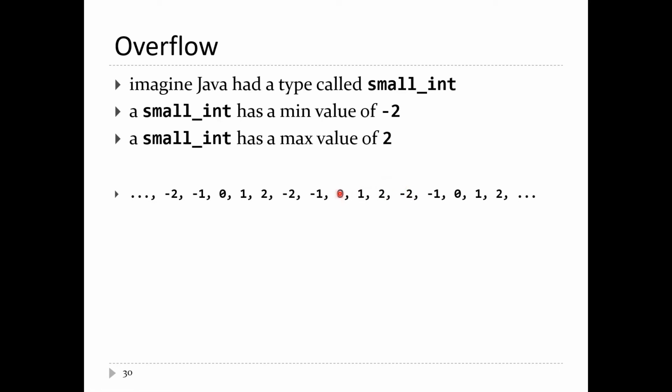Subtraction works the same way. 0 minus 1, I go to the position to the left. Minus 1, I go to the position to the left to get minus 2. Now, minus 2, that's the smallest small int value. So if I try to subtract 1 from minus 2, I wrap around and go to 2.